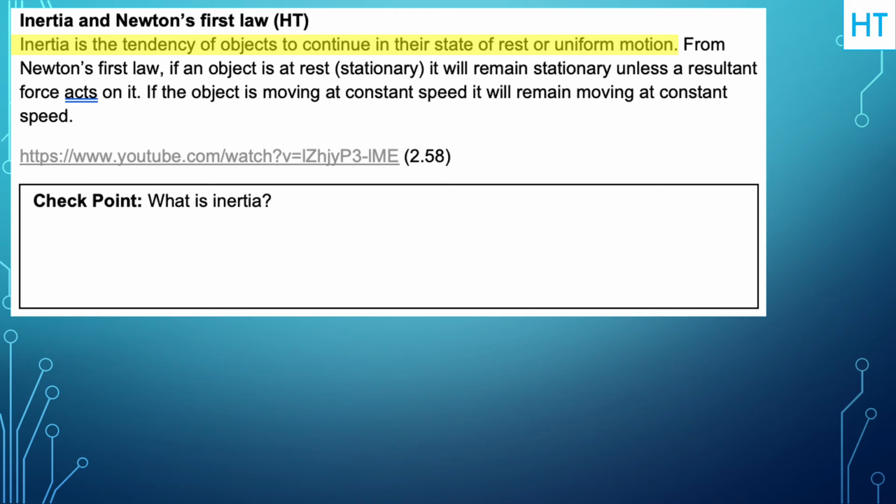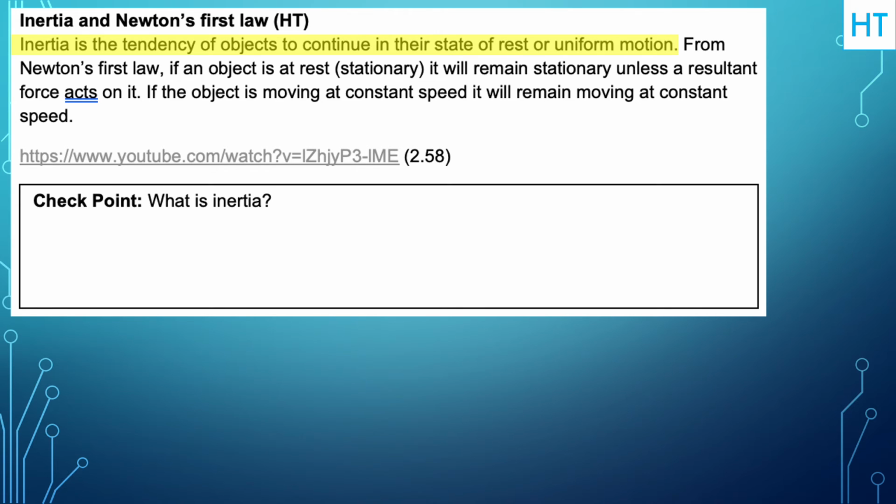So from Newton's first law, if an object is at rest, so if it's stationary, it will remain stationary unless a resultant force acts on it. So that's Newton's first law. And if an object is moving at constant speed, it will remain moving at constant speed. And this is because every single thing on Earth has something called inertia.